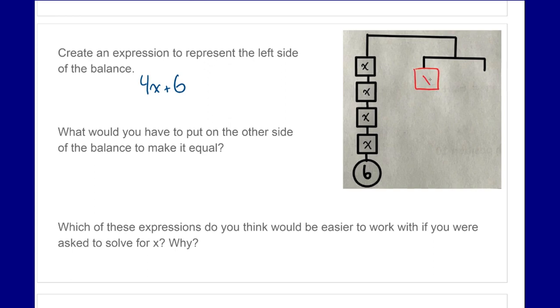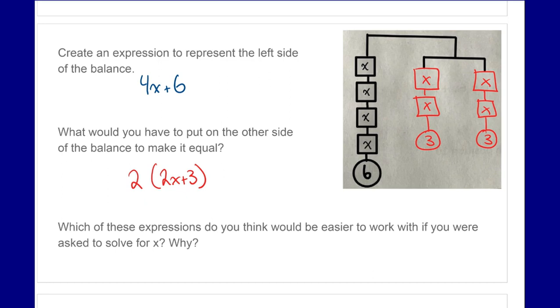So that could be x, x, x, x, 3, and 3. So I've just taken my left side, divided it evenly into 2 for my right side. So that expression would be, well, I have 2 groups of the same thing, so 2 times 2x plus 3, which we see visually.